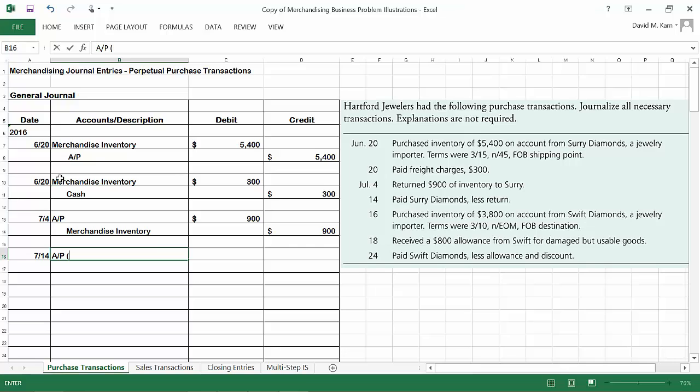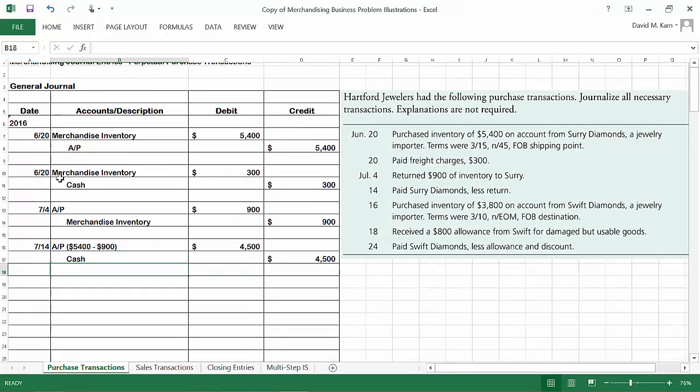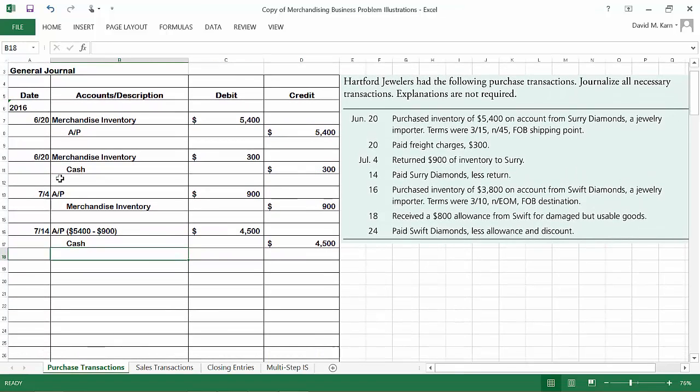I'll put the calculation in here for you so you can see $5,400 minus the $900. And that comes out to be $4,500. And then we're going to pay it off, so we're going to credit cash. The journal entry would have been a little different if we would have taken advantage of the discount here. So just kind of keep that in mind. I think we will see one of those coming up here shortly and how that works.